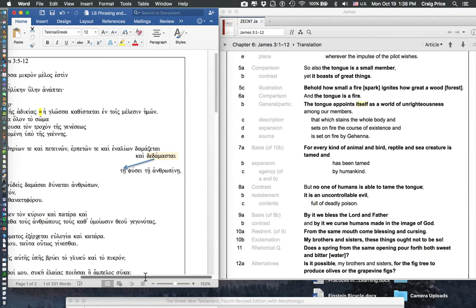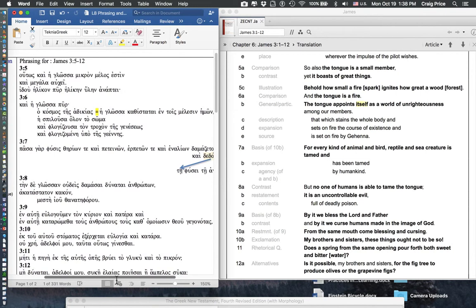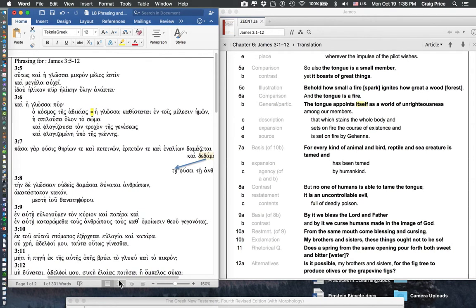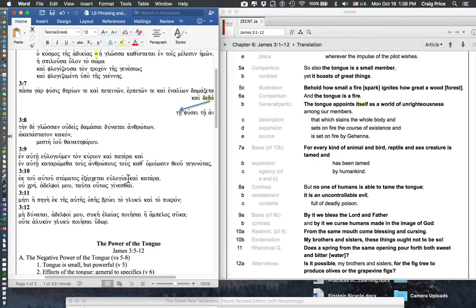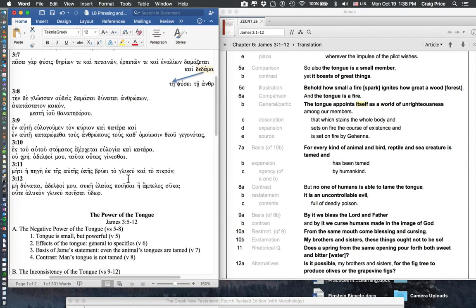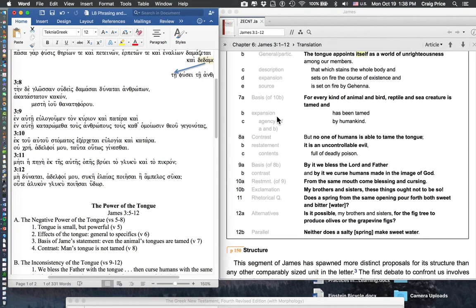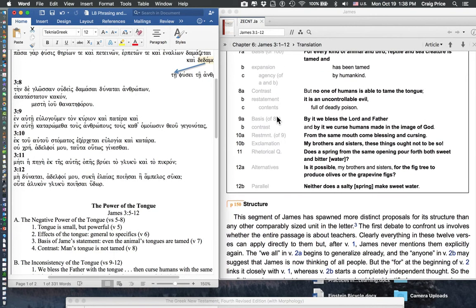Okay? So he is making the point, and the Greeks prided themselves in this, by the way, that everything in the animal world has been tamed. But man cannot seem to tame his tongue. And that is the point of James's argument. Let me get these up here where we can see them a little better.